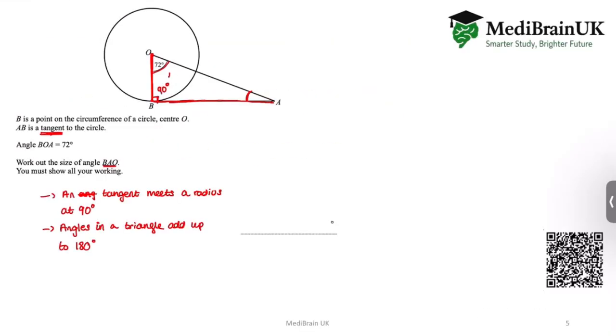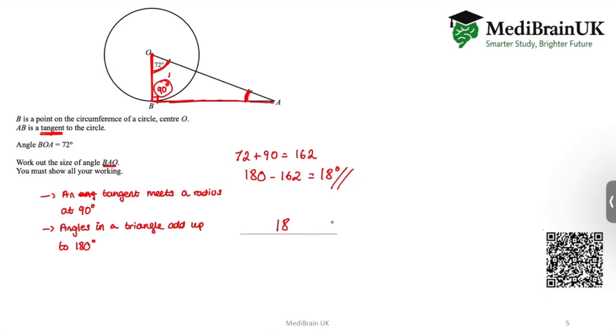So we know that this one is 72. We know that this one is 90. We just need to work out this one. So 72 add 90, that's going to get us an answer of 162. And then we're just going to do 180 subtract 162, and that's going to get us 18 degrees. So the answer to this question will be 18 degrees.